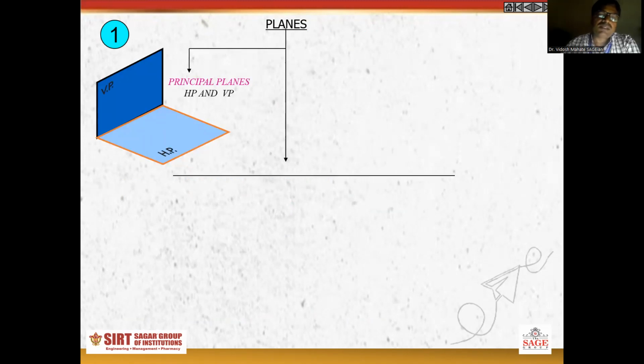Other than the principal planes, there are three different types of auxiliary plane. The first one is the auxiliary vertical plane, known as AVP. Second is the auxiliary inclined plane, known as AIP. And the third one is the profile plane or perpendicular plane, known as PP.